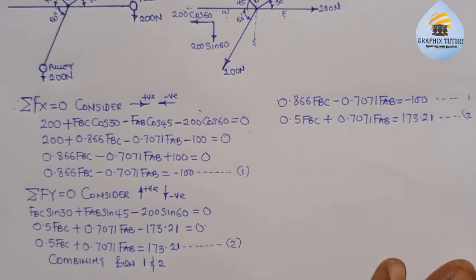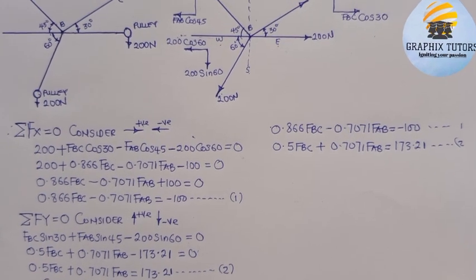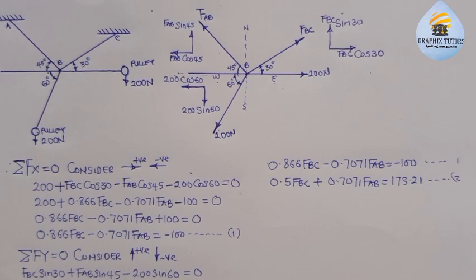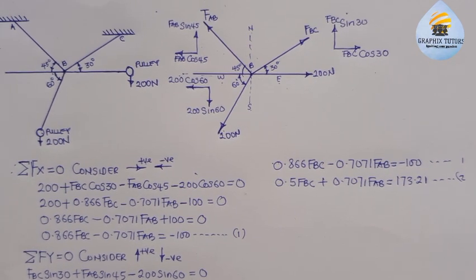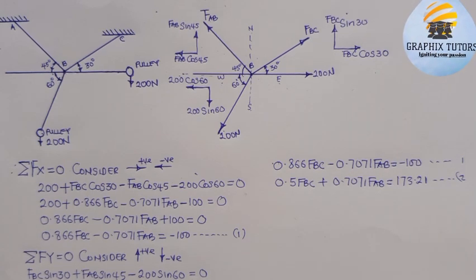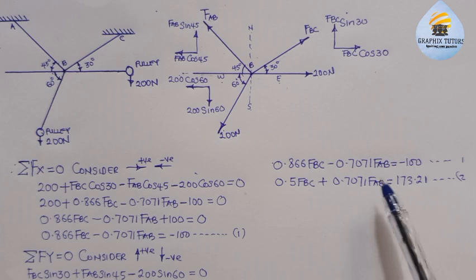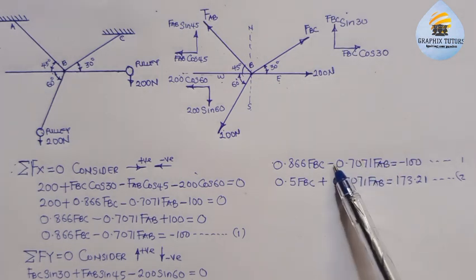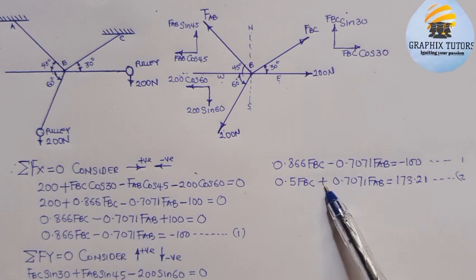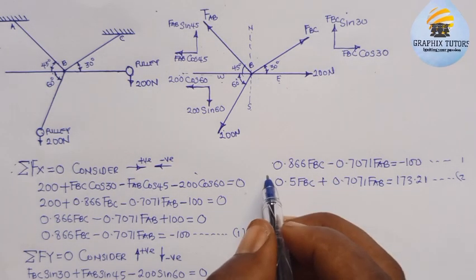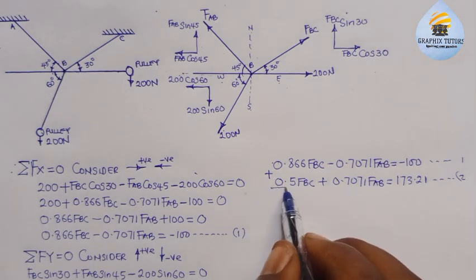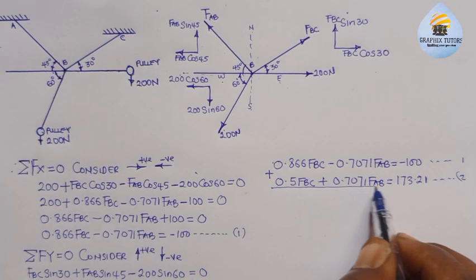So let me take this down this way, so we'll see what we're actually working with. And when you do that, we're going to solve them simultaneously. Now the good news here is that FAB have the same value, and one of them is negative and the other is positive. So that means I'm going to add equation 1 and equation 2.